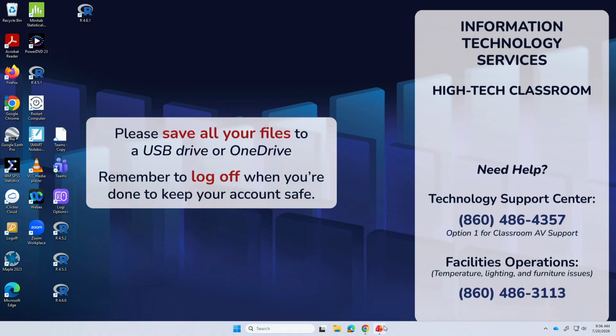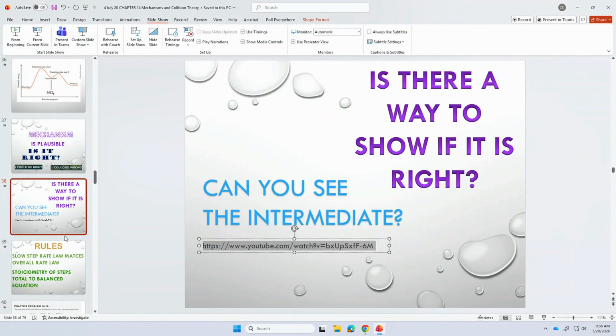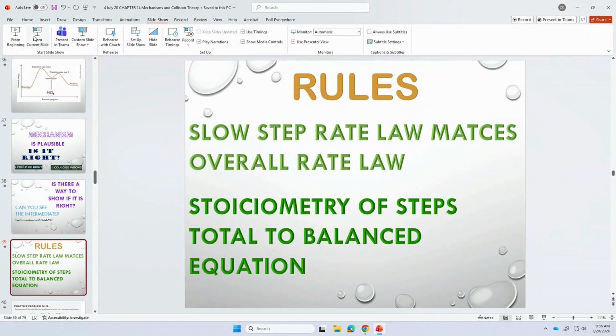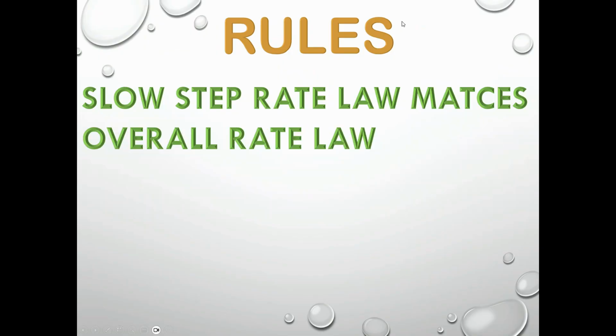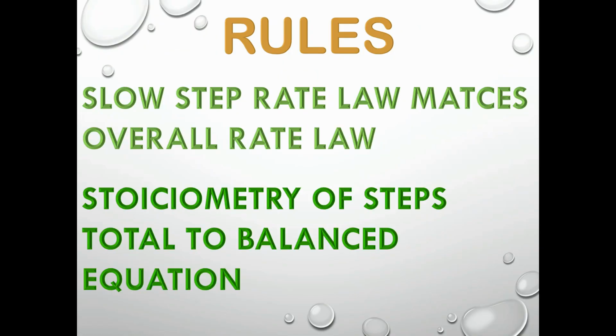For the most part, when we make a mechanism, all we want to know is that the slow step of the rate law matches the overall rate law, and that the stoichiometry of steps total to the balanced equation. Okay.